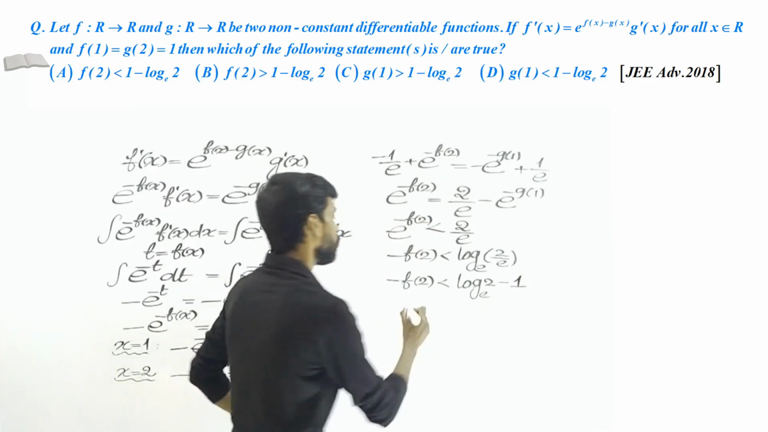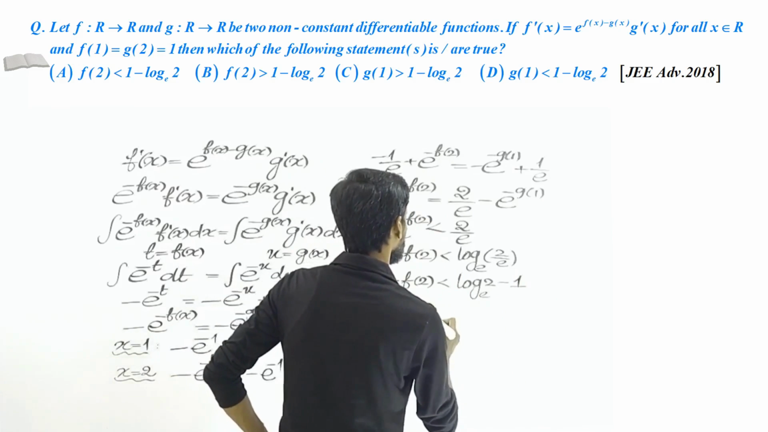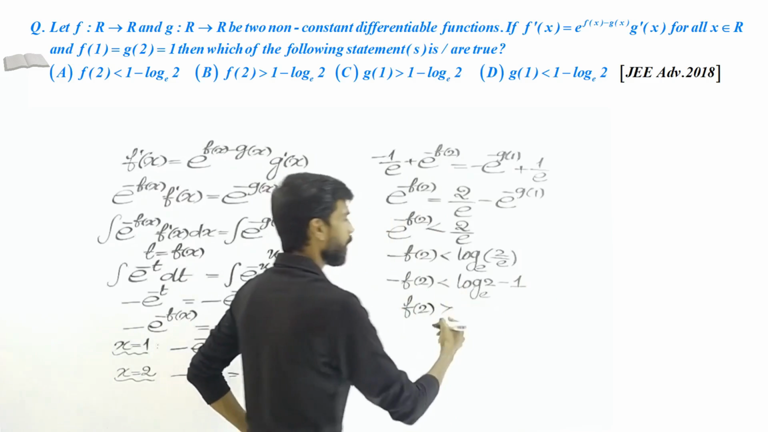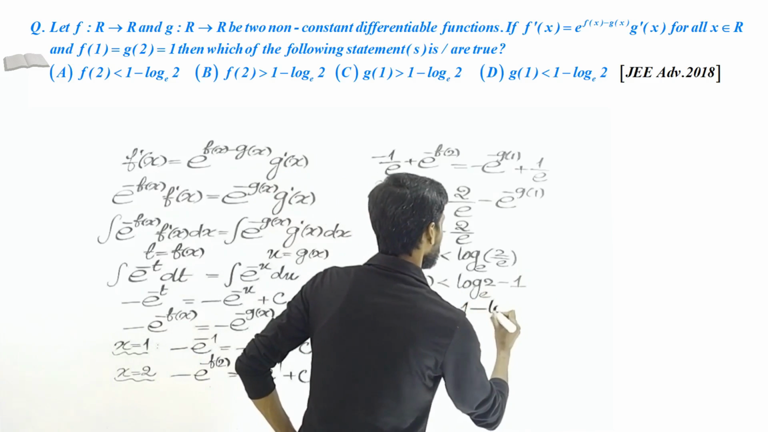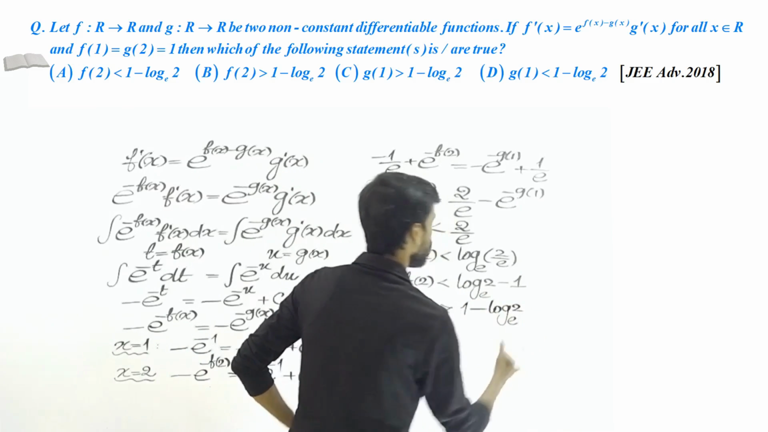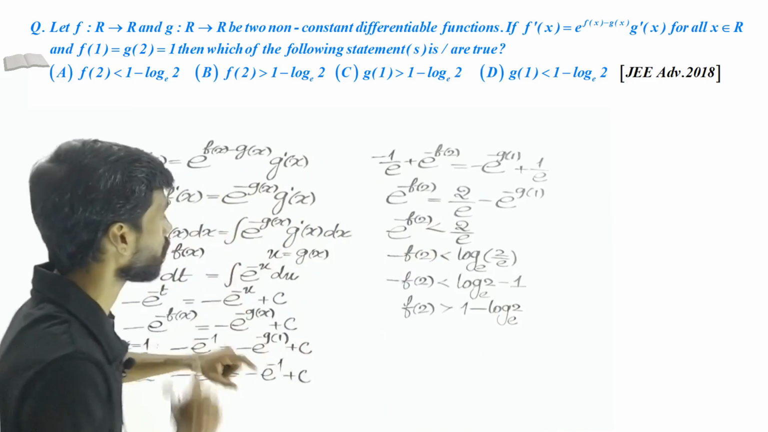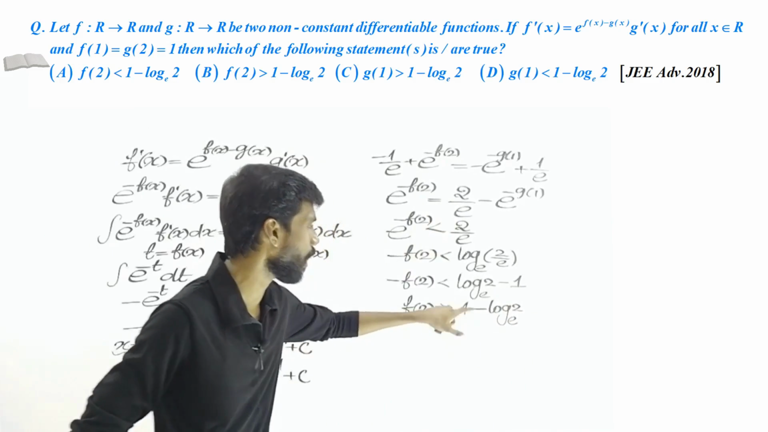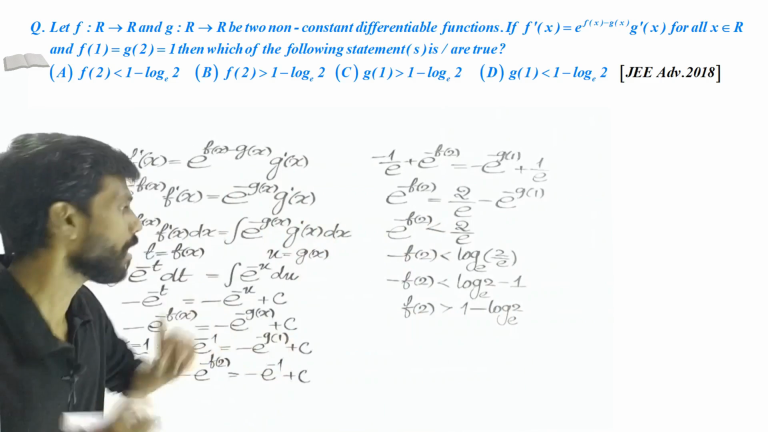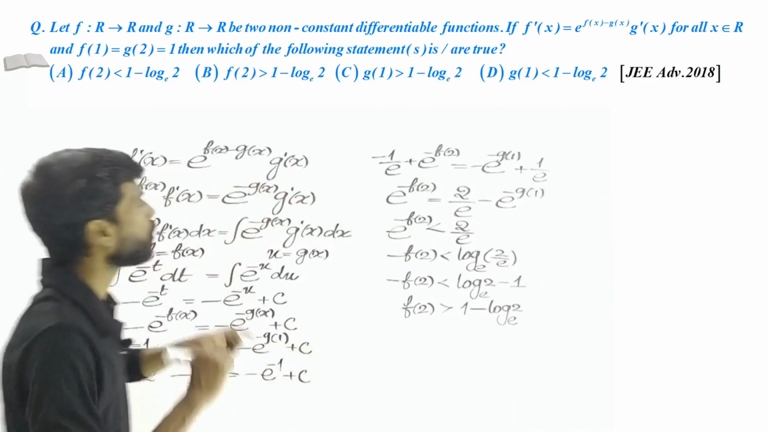Okay, so that means we can find f of 2 from this. We are multiplying by negative 1, so f of 2 is greater than 1 minus log 2 base e. So that is one of the answers here. So f of 2 is greater than 1 minus log 2 base e. Alright, so done. Similarly, we have to find the value of g of 1 also.